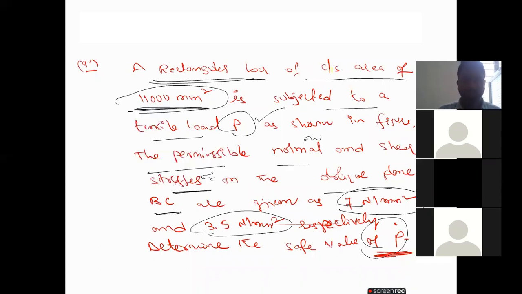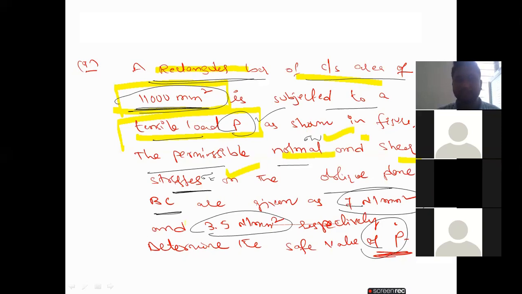If you observe here, there is a rectangular bar of cross-sectional area 11,000 mm², subjected to a tensile load P. The permissible normal stress and shear stress, sigma n and sigma t, are given as 7 Newton per mm² and 3.5 Newton per mm². From this, calculate the P value.